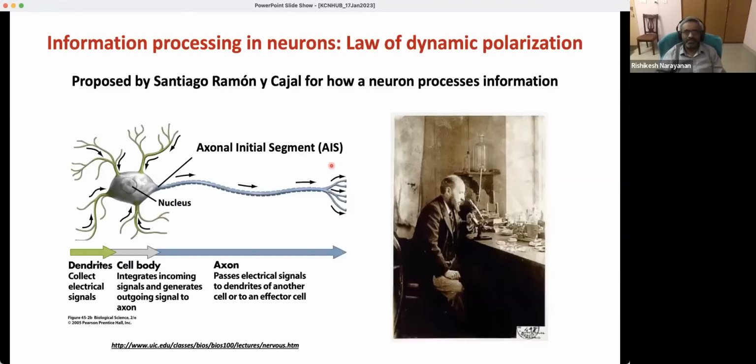I will start from the very beginning. We can't start a neuroscience talk without mentioning Ramon y Cajal, and it was he who proposed the idea of what's called the law of dynamic polarization, which is something all of us are familiar with. The basic idea being that the flow of information in a neuronal structure is unidirectional in nature, where the information is received at the dendritic end of it.